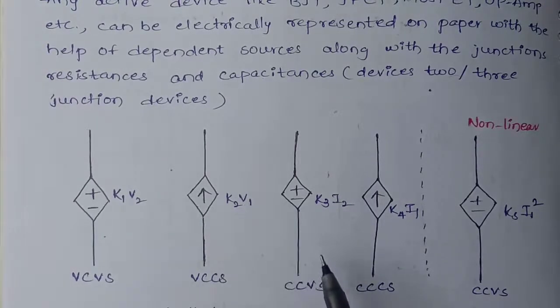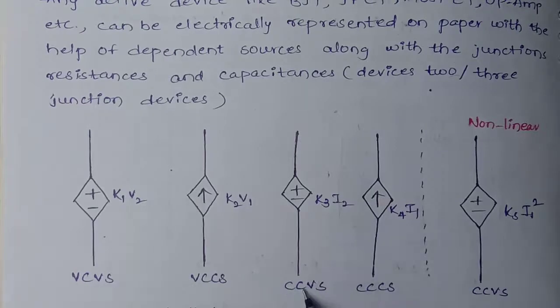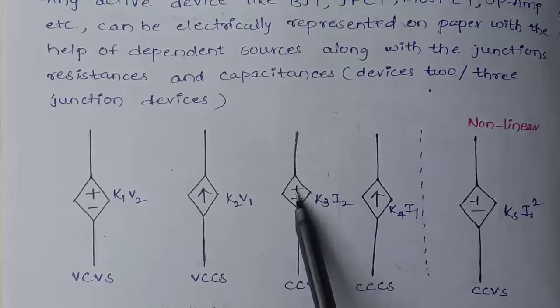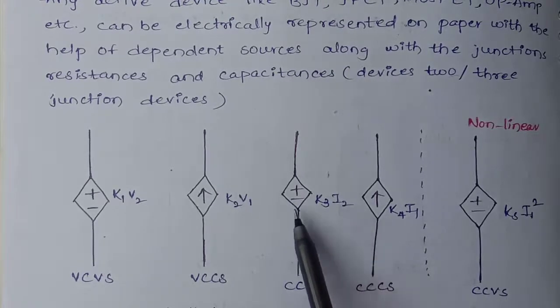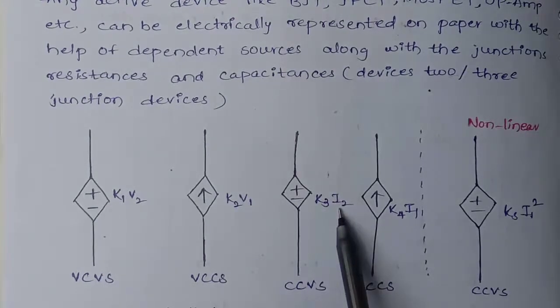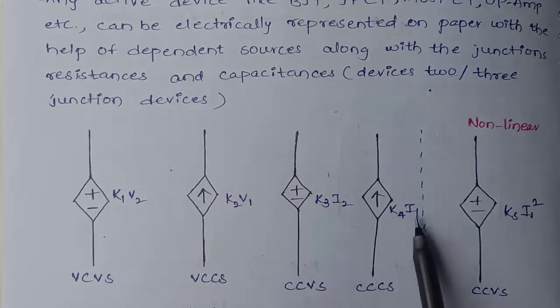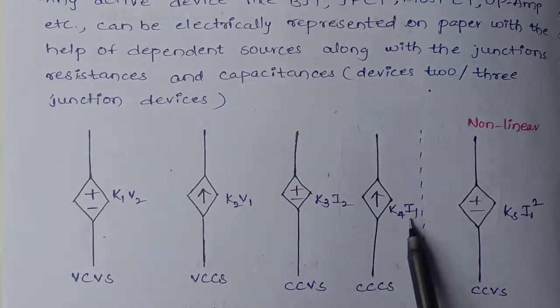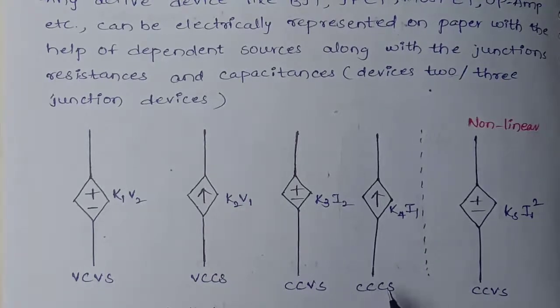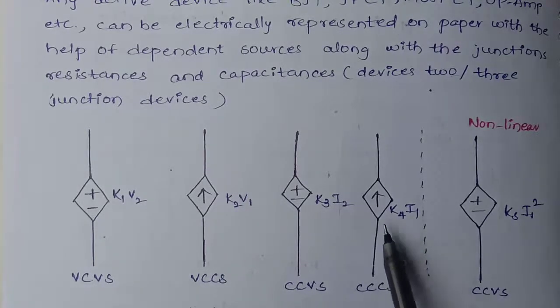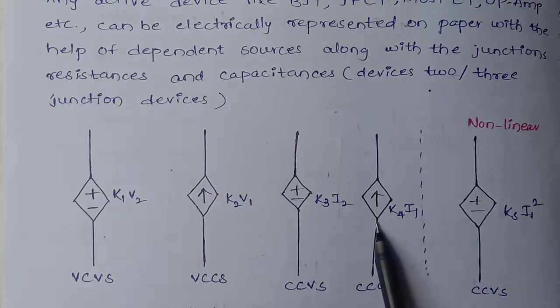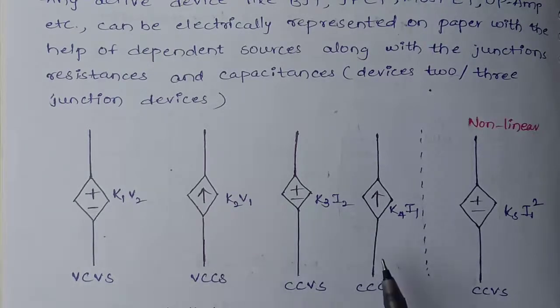Now look at this. This is the current controlled voltage source. This is a voltage source which is controlled by current. Now look at this. This is a current source which is controlled by current. That means it will become a current controlled current source. Right? I hope you got the idea about these dependent sources.